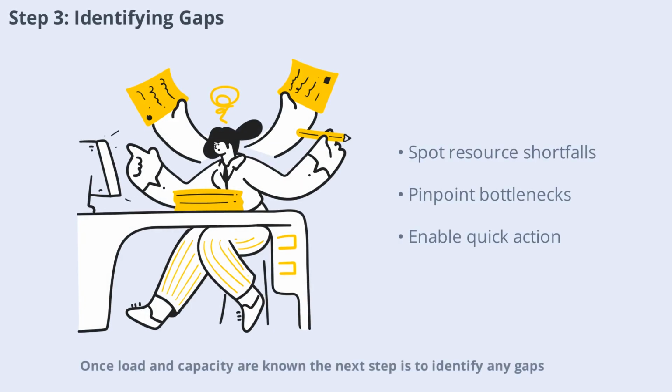Once load and capacity are known, the next step is to identify any gaps. Are there enough resources to meet demand? If not, where are the shortfalls? This analysis helps pinpoint exactly where action is needed, whether it's adding overtime, rescheduling tasks, or even outsourcing work. By identifying gaps early, companies can avoid production delays and keep operations running smoothly. Let's see how adjustments are made in response to these gaps.